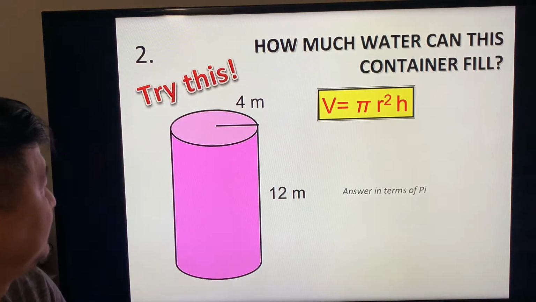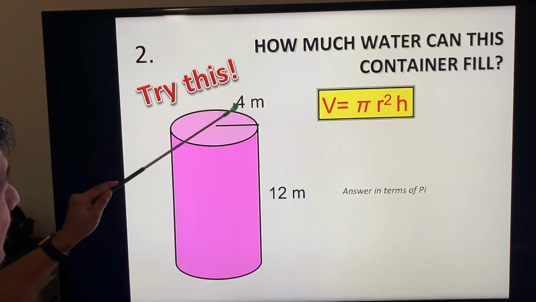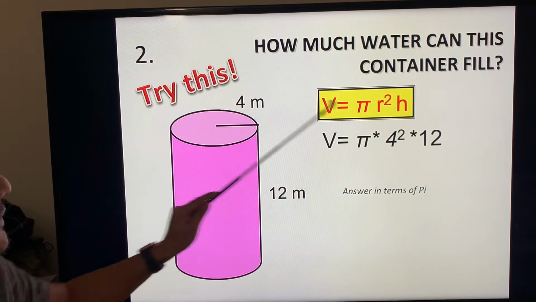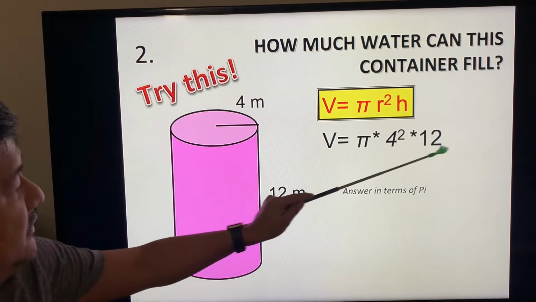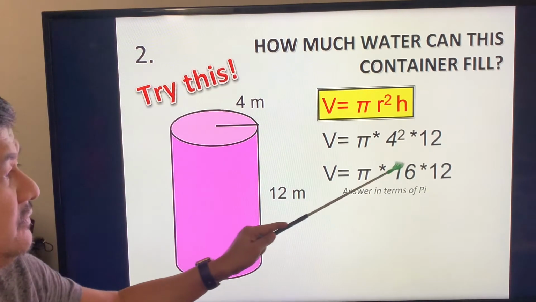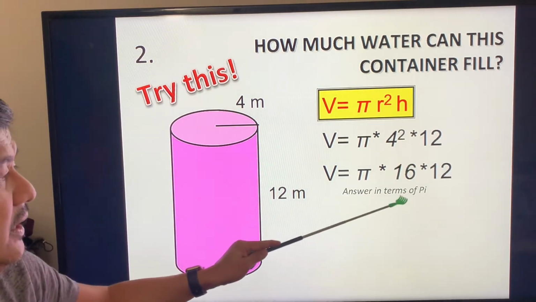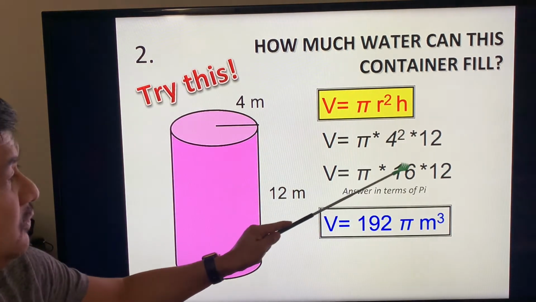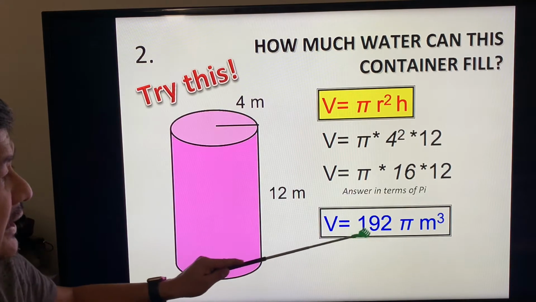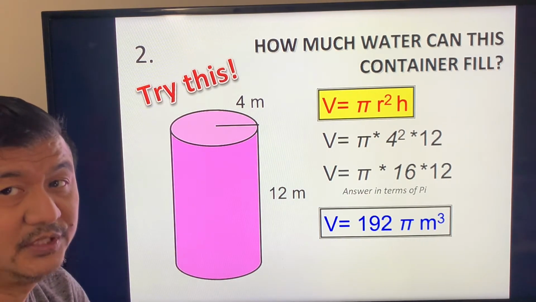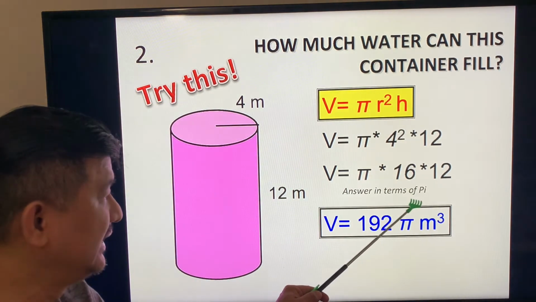Another example. Obviously, from the drawing, we could see this is the radius and this is the height. Plug it in, radius squared, height over there. So 4 squared is 16 times 12. Multiply this first, but it says answer in terms of pi. Therefore, after multiplying 16 and 12, I get 192. I leave the pi there. There is no need to multiply by pi because it says answer in terms of pi.